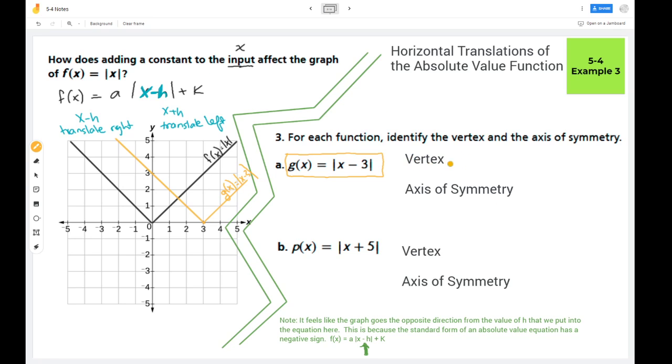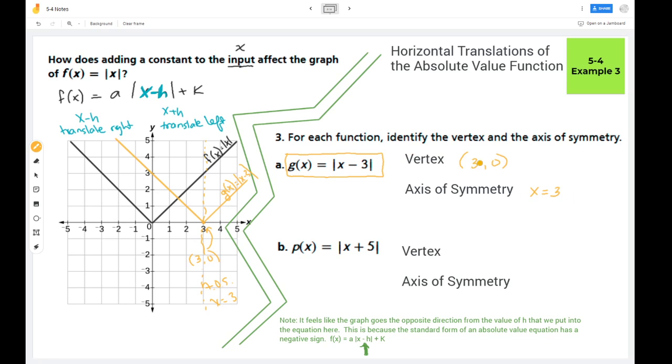So let's talk about the vertex. The vertex in this case, you could see it. It's right there. It's at 3, 0. Now the axis of symmetry, remember, is that dotted line that goes through the vertex. The axis of symmetry is at x equals 3. Remember, because the axis of symmetry is a line, you have to state an equation of a line. You can't just say the number 3. It has to be a full equation.